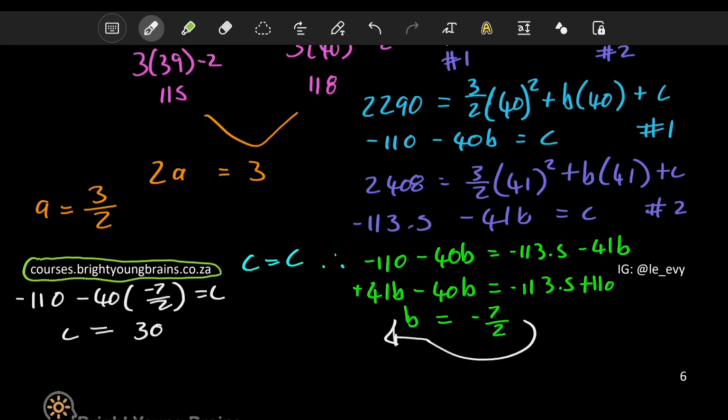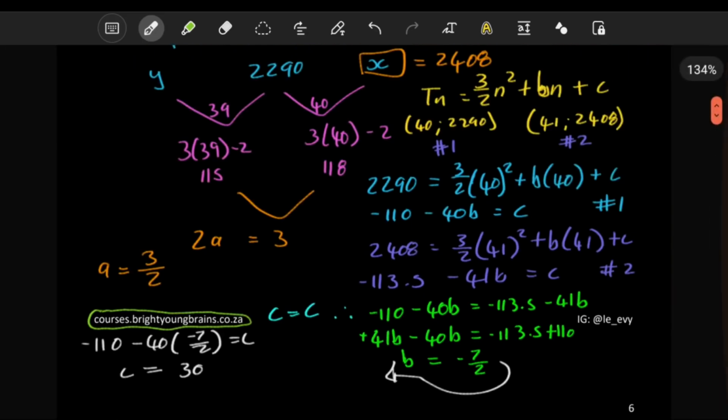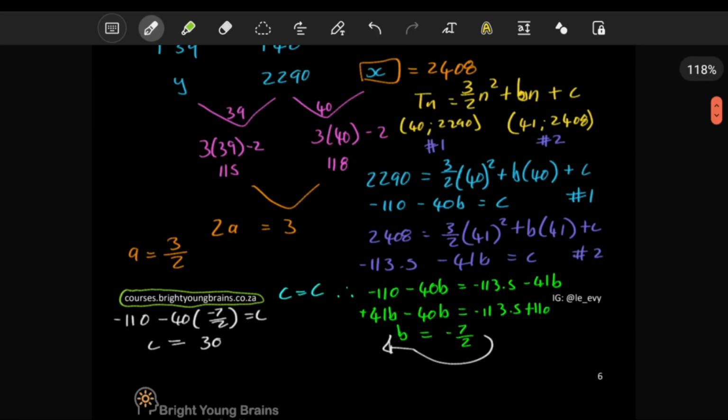So you may be thinking, maybe it was a long drive. Not necessarily, because what we could have done is to just make b the subject of the formula, and then when we equate the equations, we would be working out c immediately. But I just did it the other way around, which is okay, because we do have the final answer at the end of the day.